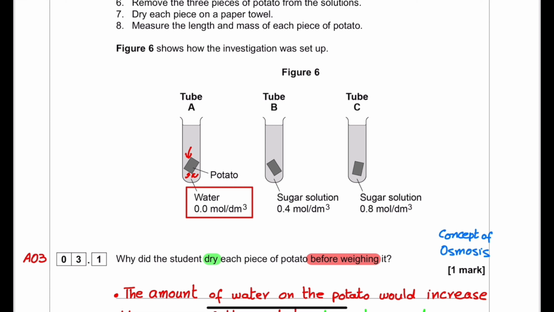And why is the water moving inside? Because outside the concentration is very low. This is 0 mole per dm cube. So there is no sugar present there. As the result, water is moving inside.